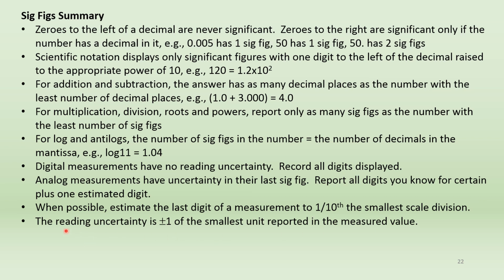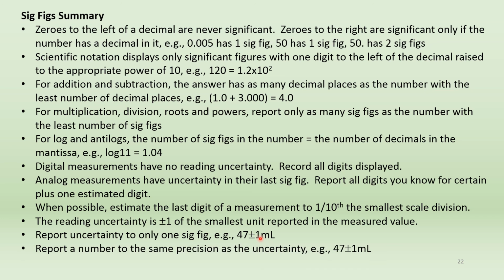As far as the reading uncertainty goes, it's reported as plus or minus 1 on the smallest unit reported in the measured value. So for example, in 47, the smallest unit reported is in the ones column, so your uncertainty is reported in the ones column as well, plus or minus 1. Report uncertainties to just one sig fig. This would never be 1.5, just one sig fig in your uncertainty. Report a number to the same precision as the uncertainty.